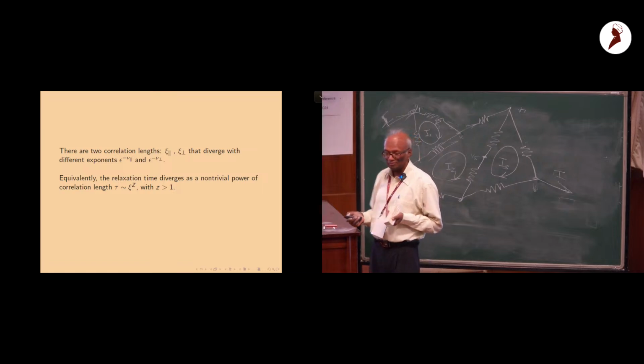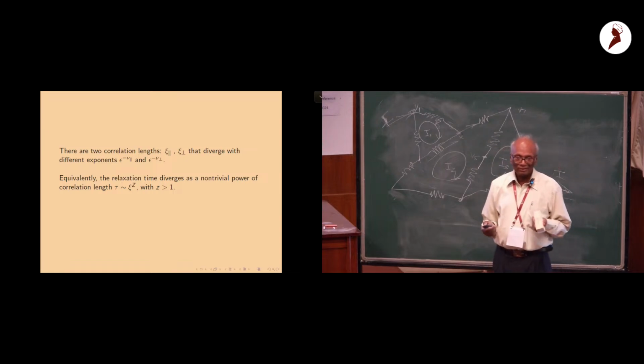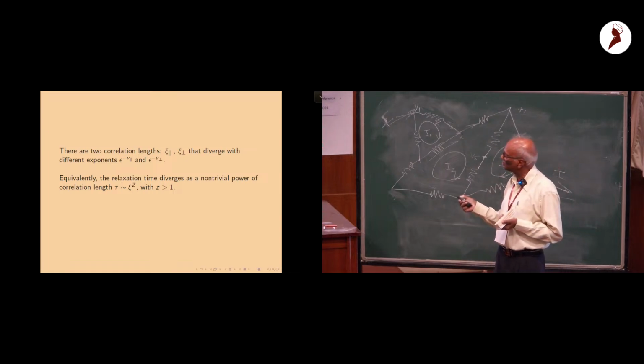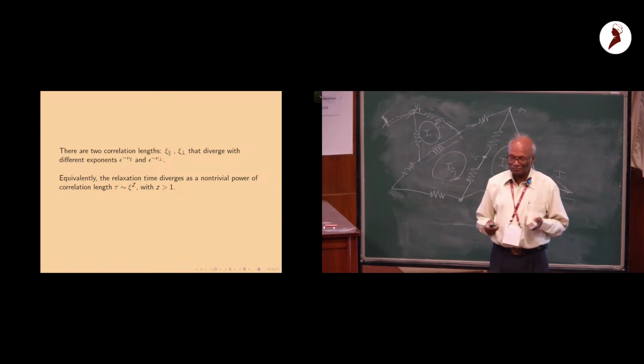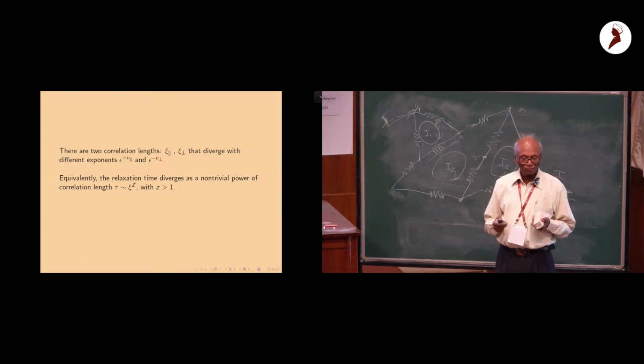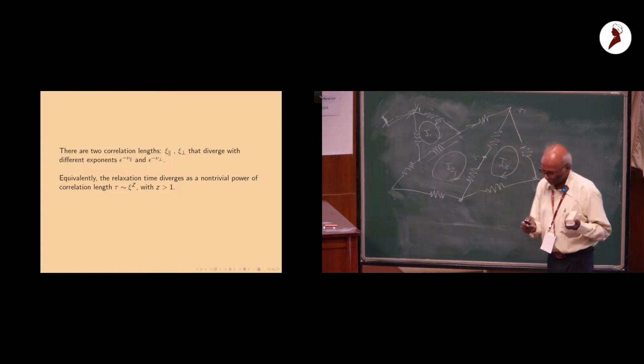Epsilon is the distance from pc. If epsilon goes to 0, this diverges, but it diverges as a power, and the powers are different for these two different correlation lengths. Equivalently, in the space-time picture, one is called the correlation length in space, and one is called the correlation length in time, which is called the relaxation time. Okay, so you say the correlation length diverges as this power, and the relaxation time diverges as some other power. Okay.